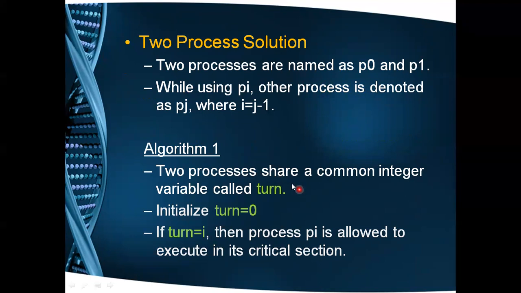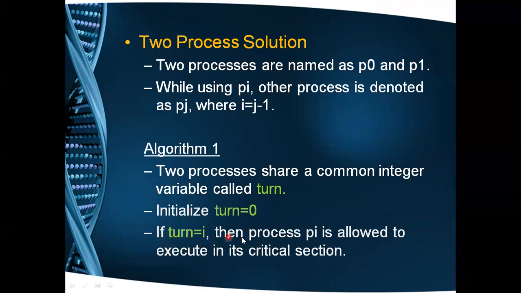Here, we are going to use three algorithms. The first algorithm uses a variable called turn. Initially, turn is equal to 0. We can interchange the values; it may be either 0 or 1, which can be represented as I or J.